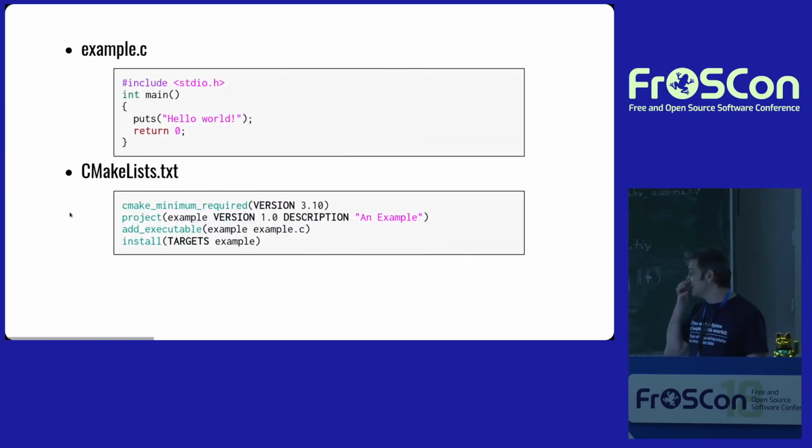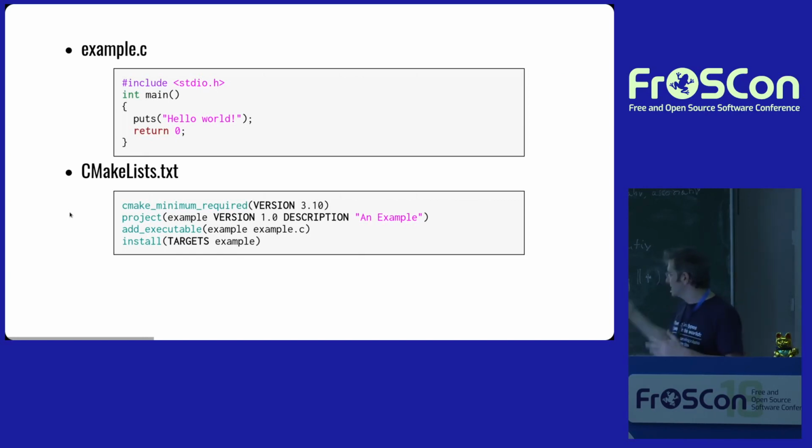So this is the very small project I'll be talking about. Also an example.c, which just prints hello world, nothing fancy, and a small CMake file to go with it. Again, this is not a CMake talk, so I presume you know what CMake is and how it works. But if you have a question about any of the lines on the screen, then just ask.